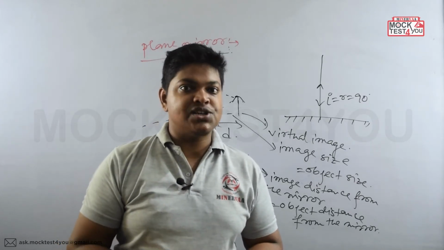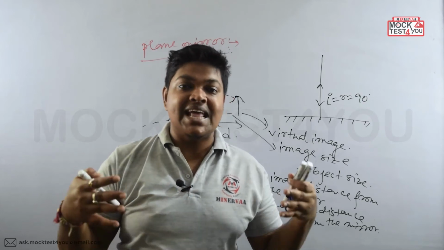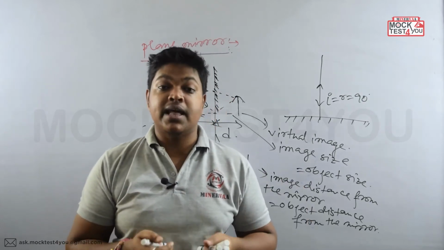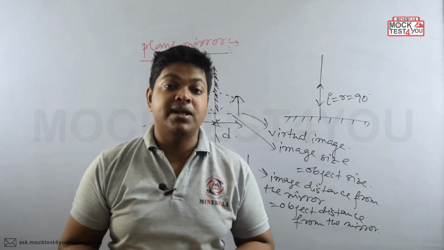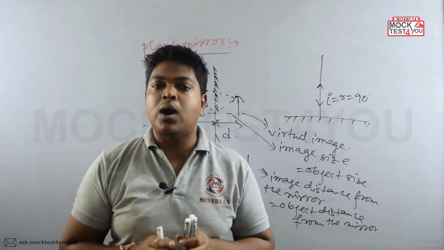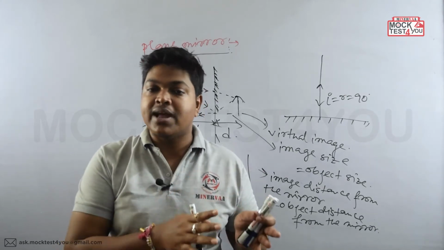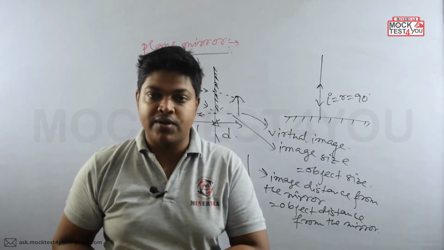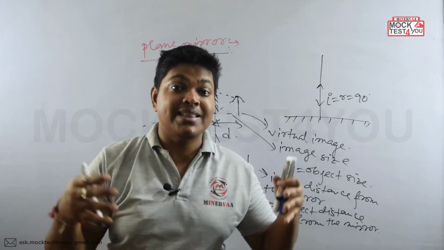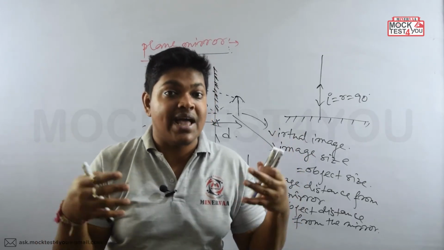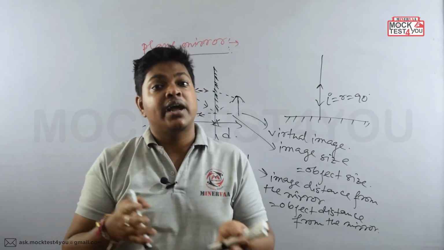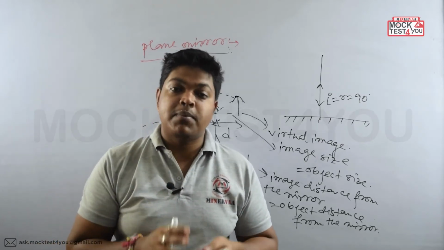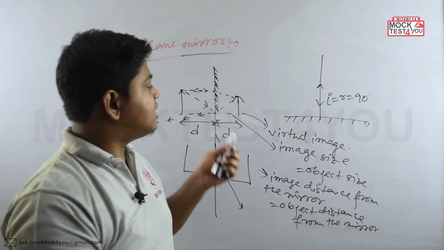But the real image forms when the light rays meet with each other, then we get the real image. In the case of spherical mirrors, we'll clearly understand the difference between the real image and the virtual image, right? Because in the case of a real image, when the light rays meet after the reflection, we get the real image that can also be projected on a screen. But a virtual image cannot be projected on a screen.